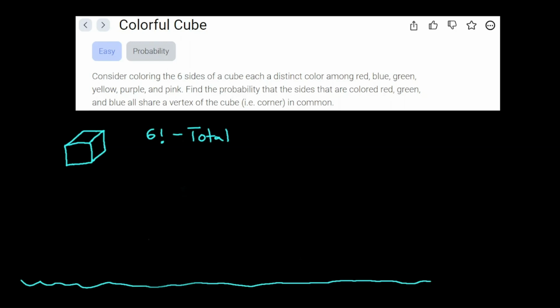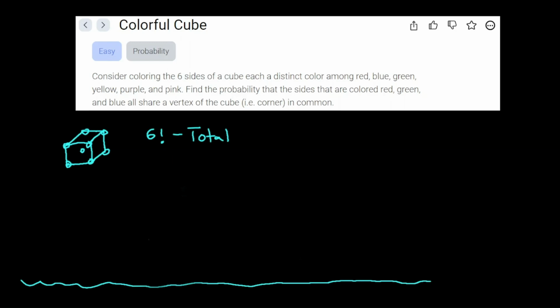How many of these fit our criteria of the red, green, and blue sides sharing a corner? Well, there are 8 different corners that these three colors can share on a cube. So there are 4 on top, 1, 2, 3, 4, and 4 on bottom. 1, 2, 3, and then one you can't see, that's all the way back here. So 8 corners total.